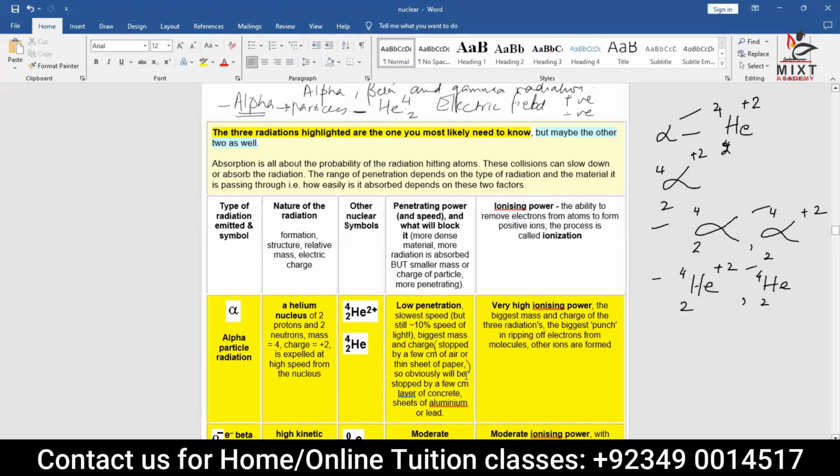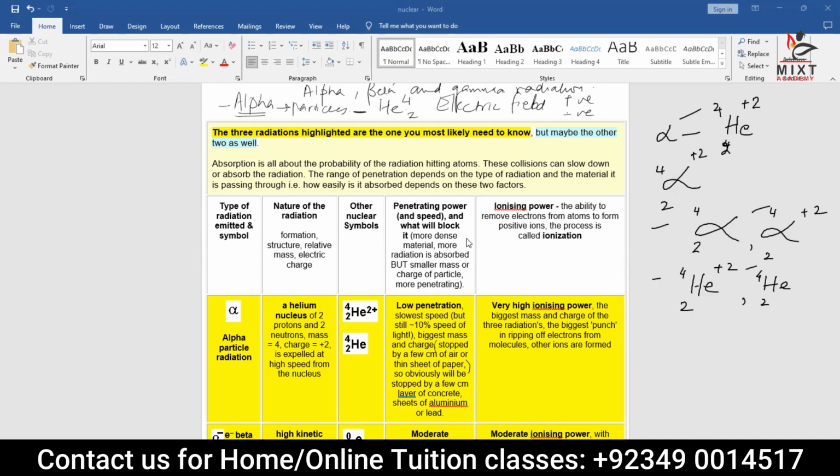So they have a very less penetration power, or you can say out of these 3, alpha, beta, gamma, alpha got the lowest penetration power. So next point is alpha particles have the lowest penetration power as compared to beta and gamma radiations. Continue with that.